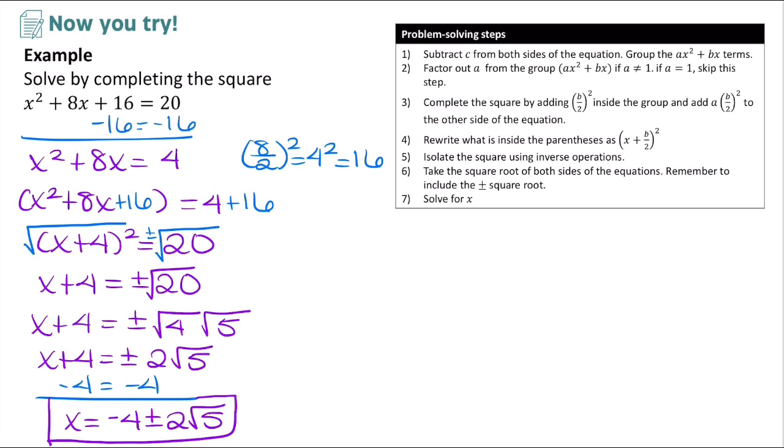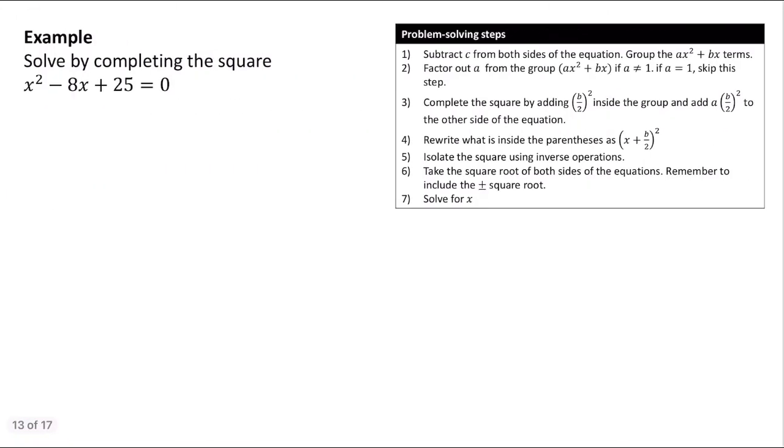Then we take the square root of both sides, so we have x plus 4 equals plus or minus the square root of 20. The square root of 20 can be made better by factoring out a square root of 4. So we have x plus 4 equals plus or minus 2 square root of 5. Then we can subtract 4 from both sides, which gives us x equals negative 4 plus or minus 2 square root of 5. So now let's try this example.